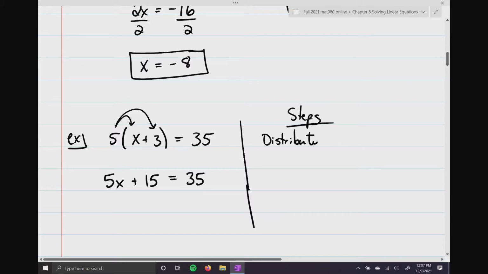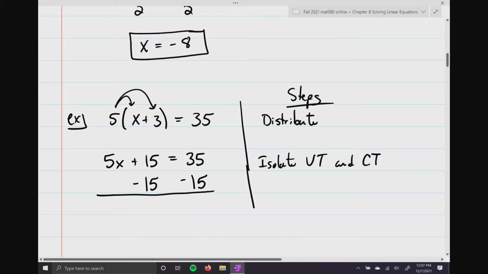Step 4, isolate the variable terms and constant terms. So I look on the left-hand side. 5 times x plus 15 equals 35. Notice that my variable term is already on the left-hand side. So what I'm going to do is take this positive 15 that's on the left, move it to the opposite side by doing the opposite operation.